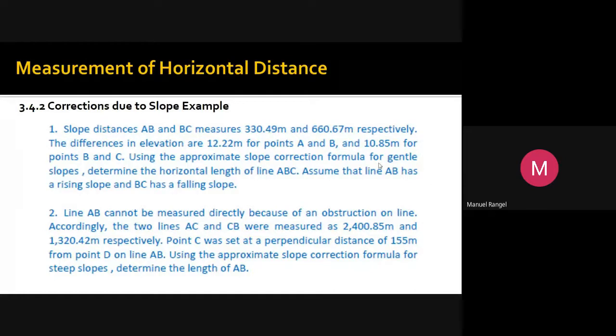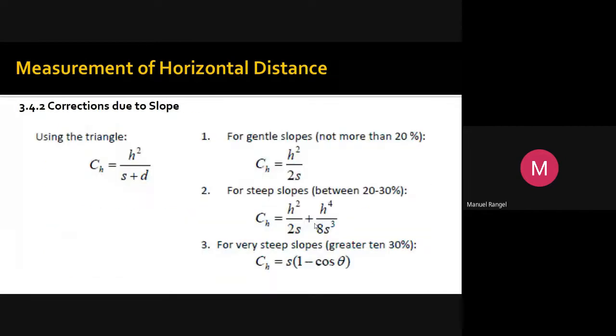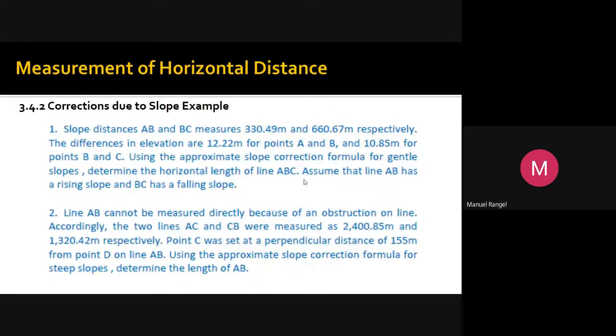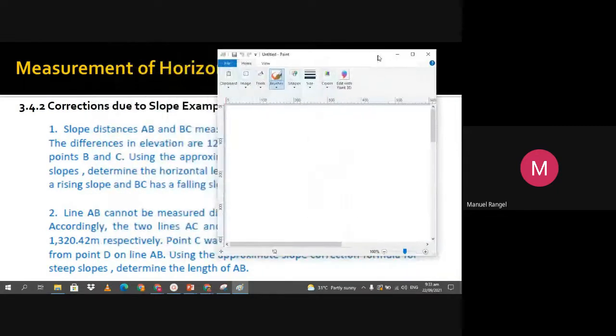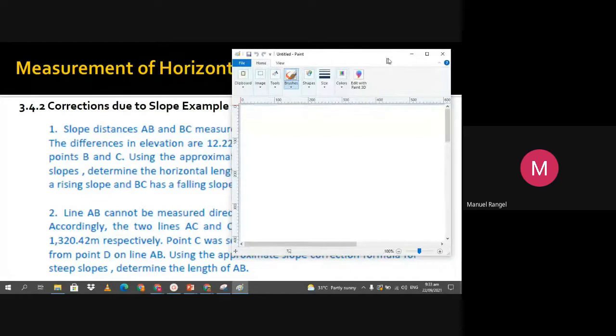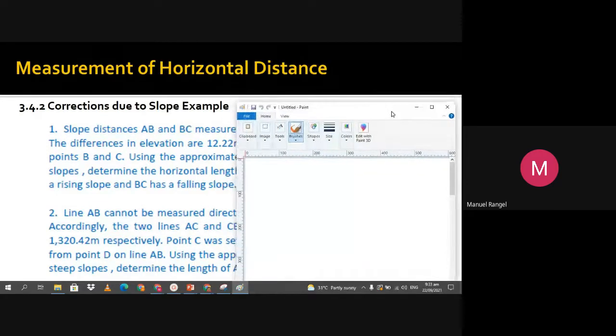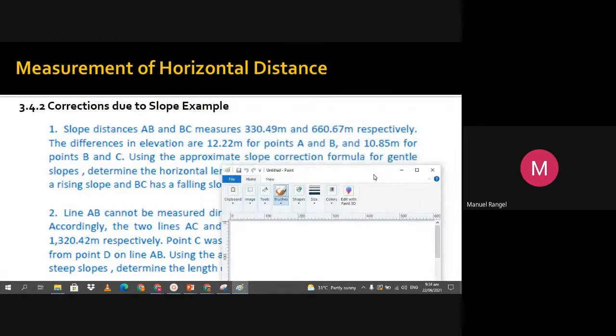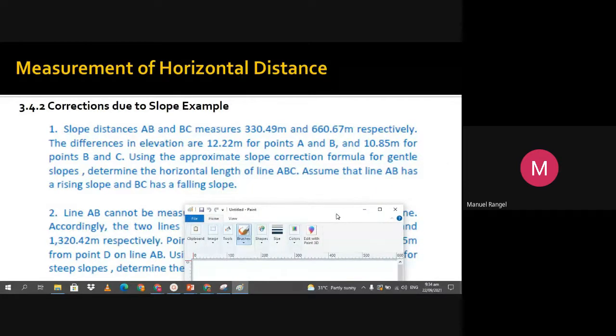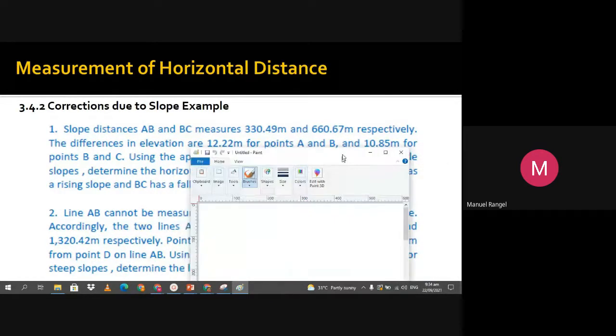Okay, it is specified now: gentle slopes. So the formula for gentle slopes: the slope correction is equal to h squared divided by 2s. So to understand better, always make a diagram. From point A to B, the slope distance measures 330.49 and 660.67. Assume that line AB has a rising slope and BC has a falling slope.